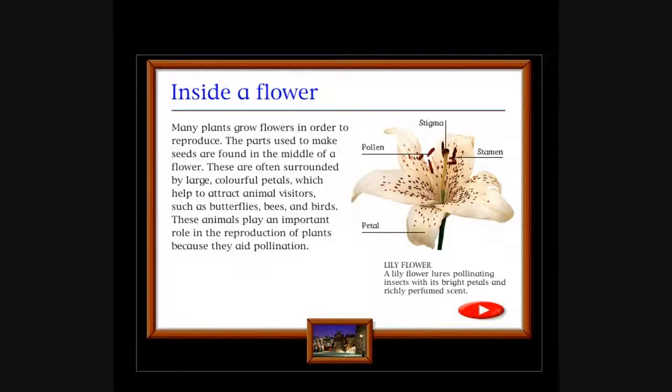Inside a flower. Many plants grow flowers in order to reproduce them. The parts used to make seeds are found in the middle of a flower. These are often surrounded by large, colourful petals which help to attract animal visitors, such as butterflies, bees, birds. These animals play an important role in the reproduction of plants because they aid pollination. Stigma, stamen, pollen, petal, lily flower. A lily flower lures pollinating insects with bright petals and richly perfumed scents.